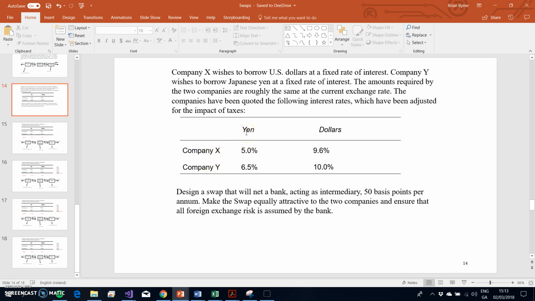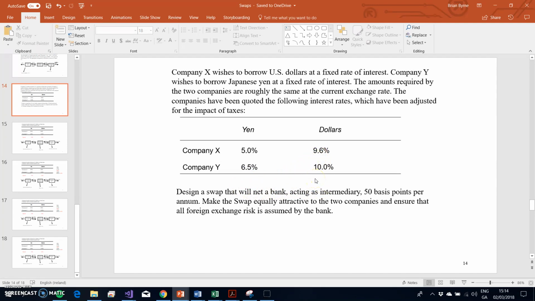They have available to them funds that can be borrowed, and these are the most competitive rates that are available to both counterparties. So if X wants to borrow in yen, they pay 5. If they want to borrow in dollars, they pay 9.6. Likewise, if Y wants to borrow in yen, they pay 6.5. If they want to borrow in US dollars, they pay 10%. Obviously, there is some kind of market inefficiency. The spread here is 150 basis points. It's only 40 basis points here. Something possibly not quite right in terms of all the information being fully reflected into the rates.